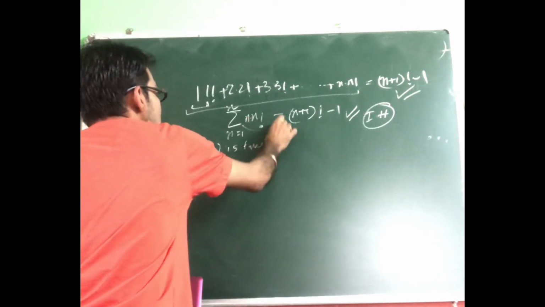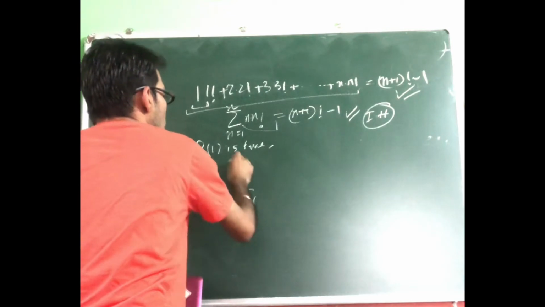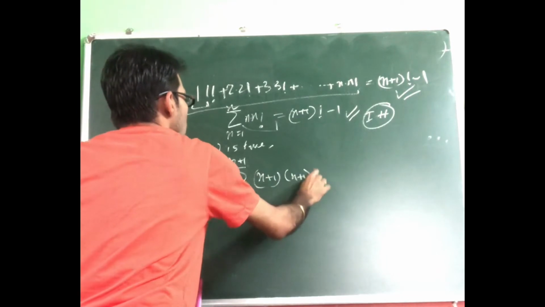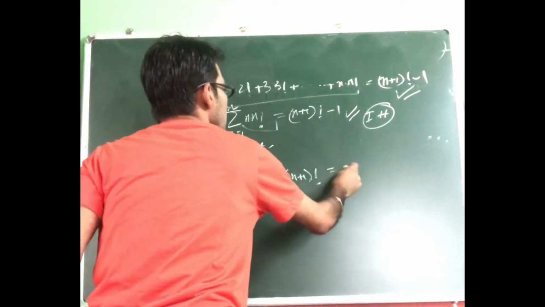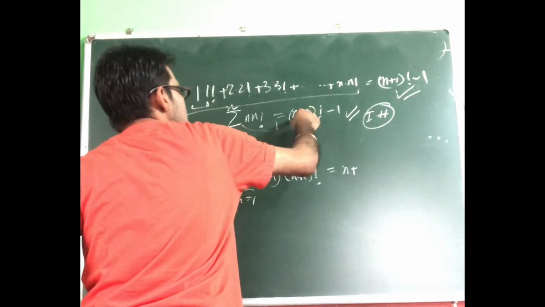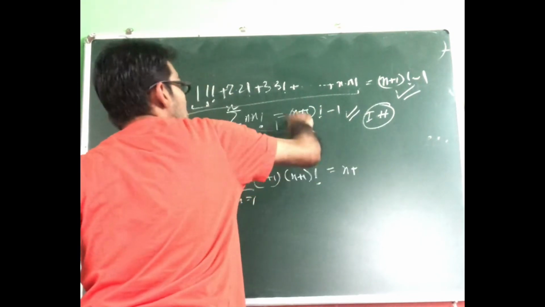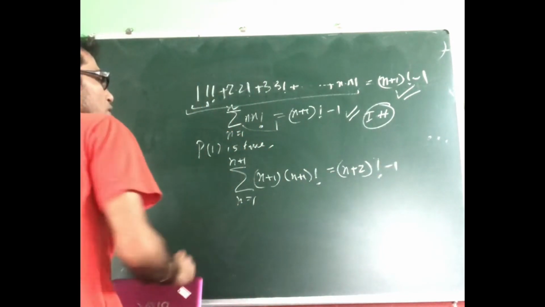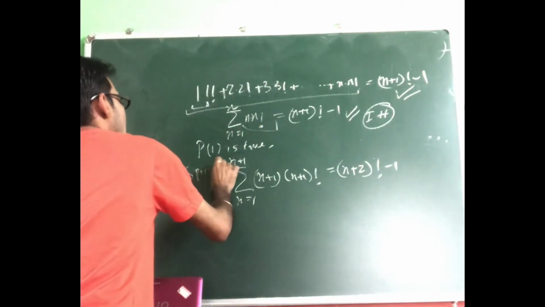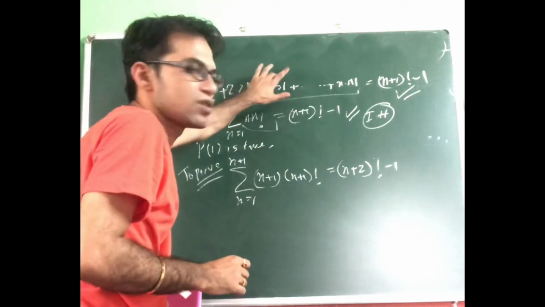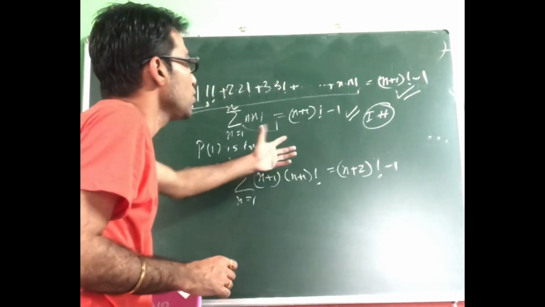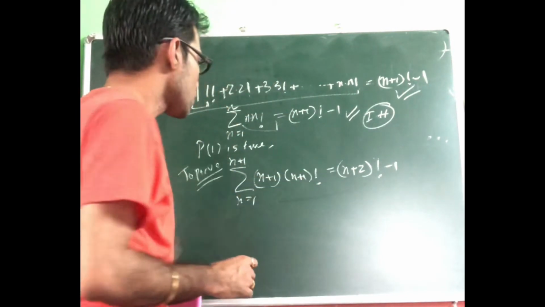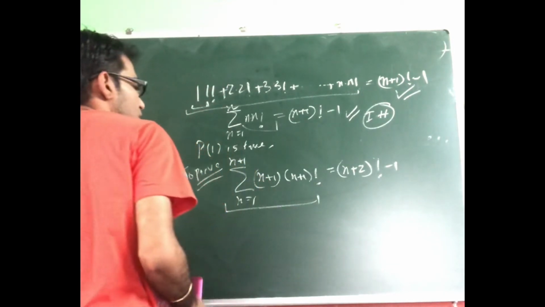That means I need to replace the sum with n equal to 1 to n plus 1, of n into n factorial, with n plus 1 and then n plus 1 factorial. This should be equal to n plus 1 factorial minus 1 with n replaced by n plus 1, so this becomes n plus 1 plus 1, which is n plus 2 factorial minus 1. This is what I am required to prove, and I can prove this using the induction hypothesis. So I need to do some manipulation so that I can use this identity to arrive at this conclusion. Let's start off with the left hand side.